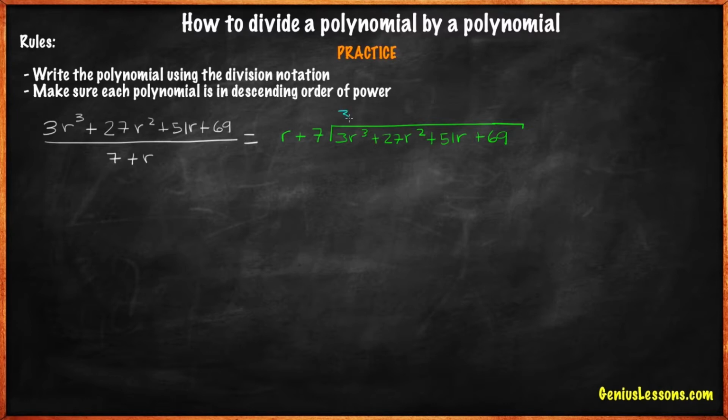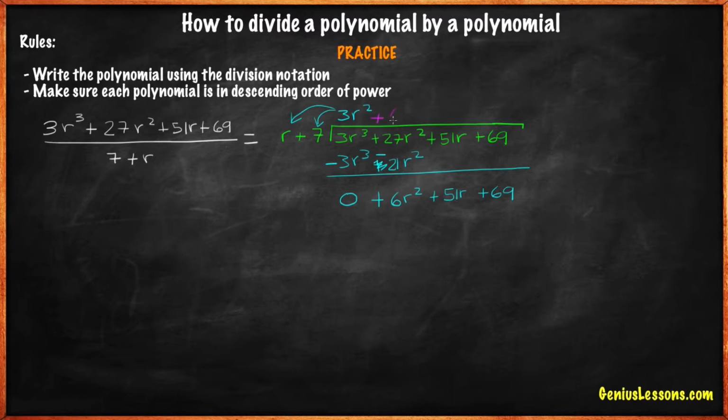3r squared times r will give us 3r cubed. So 3r squared times r is 3r cubed and 3r squared times 7 equals 21r squared. Now we change the signs. 3r cubed minus 3r cubed equals 0. 27r squared minus 21r squared equals 6r squared. We bring down 51r. We need to find out what times r will give us 6r squared.